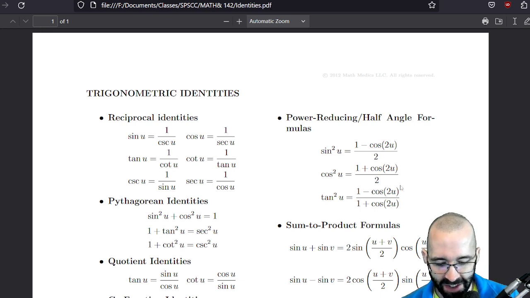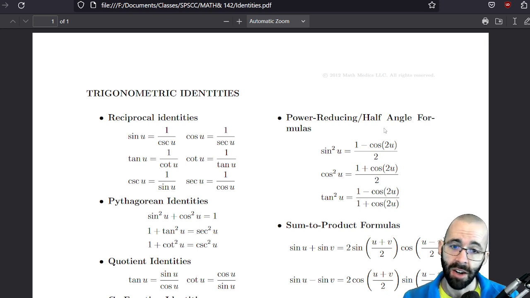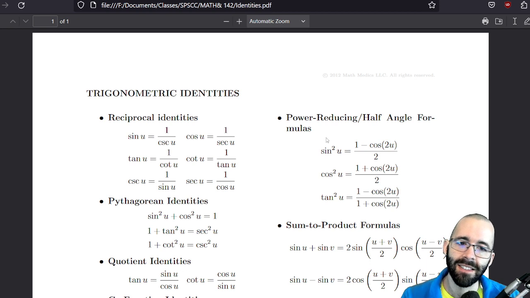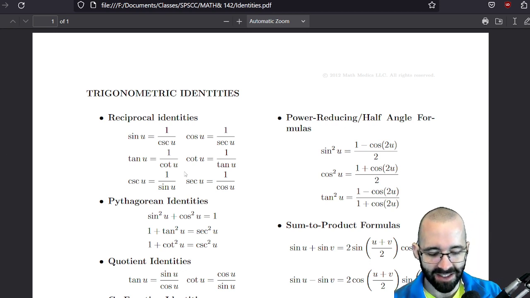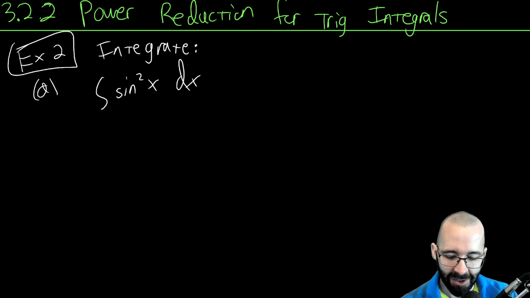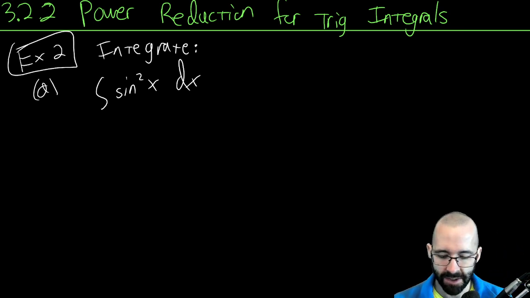Power reducing. The sine squared of any angle is 1 minus cosine of double that angle over 2. The power reducing formulas, which can also be used as half angle formulas, are really just the double angle formula for cosine moved around. But anyway, all of these identities relate to each other. If you want to learn more about that, why don't you take Math 142, Precalc 2. I've got tons of videos on them if you want. Honestly, it could be a good refresher, but you don't need to.